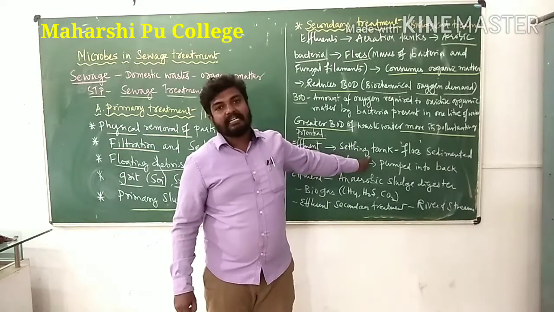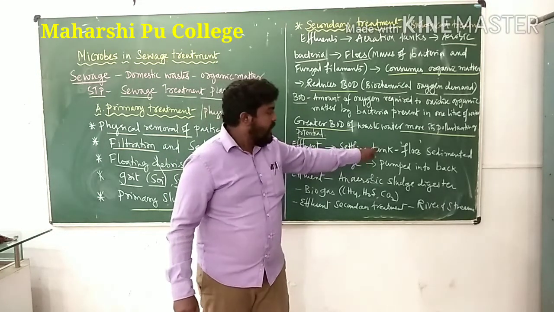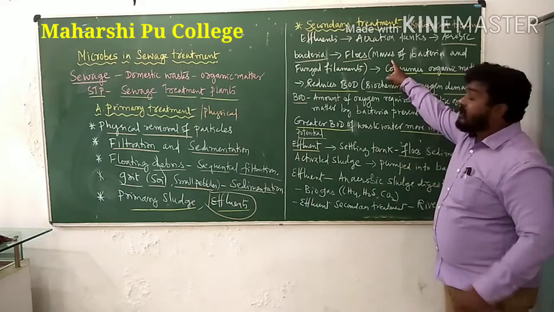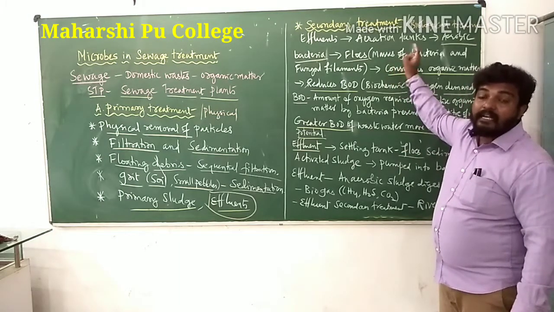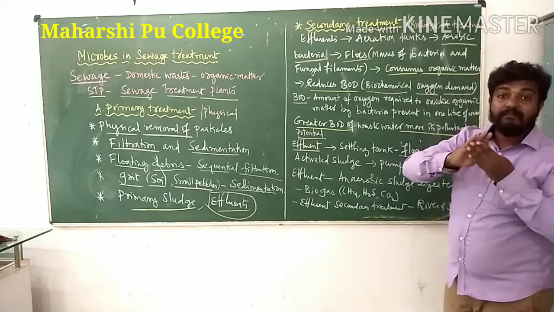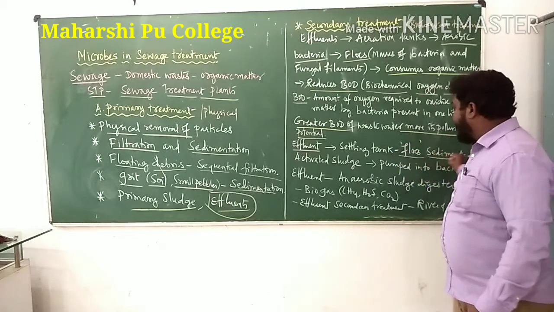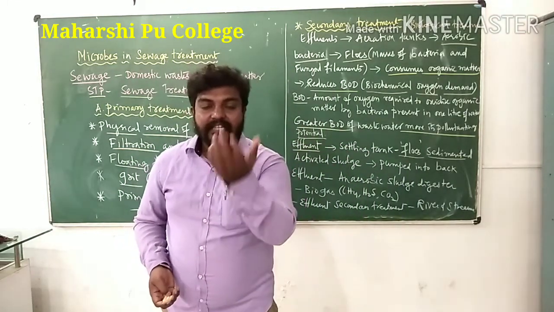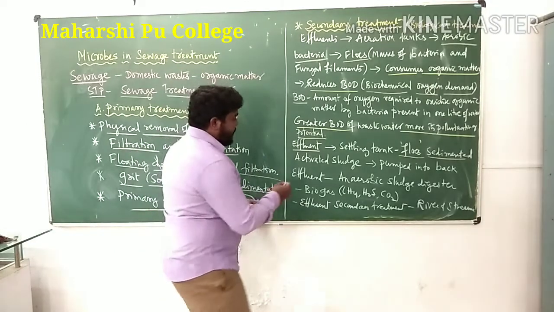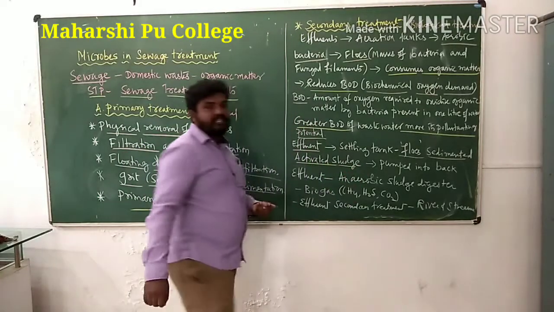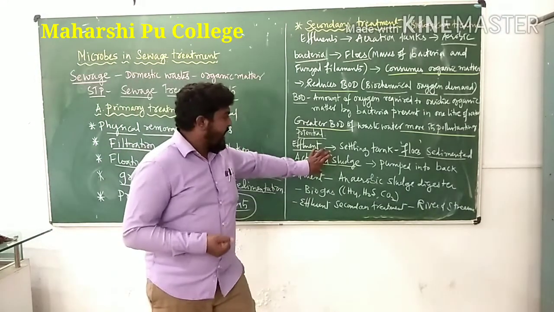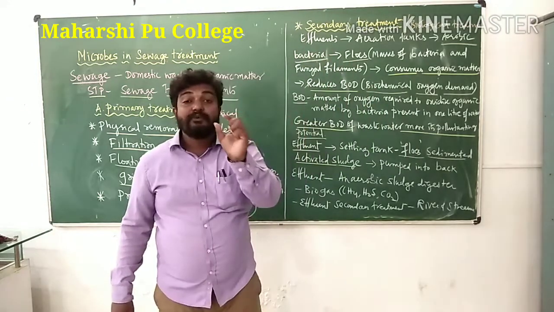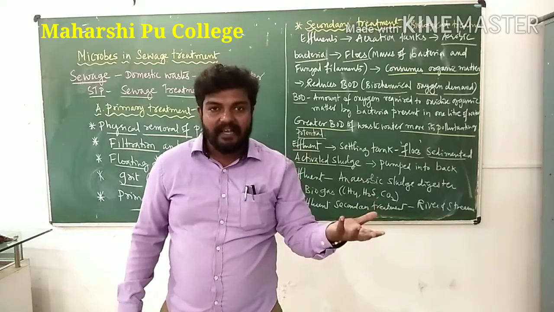the settling tank. They transfer it to the settling tank. When it is transferred to the settling tank, what is a floc? A floc is a mass of bacteria and fungal filaments which forms a mesh-like structure, and these flocs get sedimented. That sediment is what we call activated sludge. These activated sludge are pumped back into the aeration tank, and used as an inoculum, as a starter. Understood?